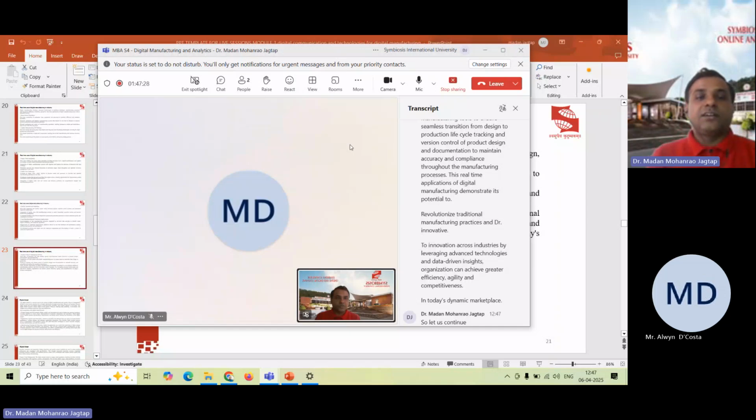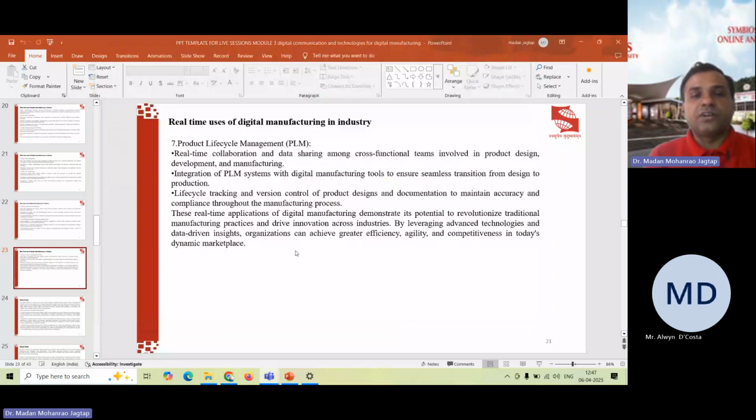So lifecycle management. We can achieve product lifecycle management through digital manufacturing in industry. As I've explained, real-time collaboration and data sharing among cross-functional teams involved in product design, development, and manufacturing. Then we can do integration of PLM systems with digital manufacturing tools to ensure seamless transition from design to production. Then lifecycle tracking and version control of product design and documentation to maintain accuracy and compliance throughout the manufacturing process.